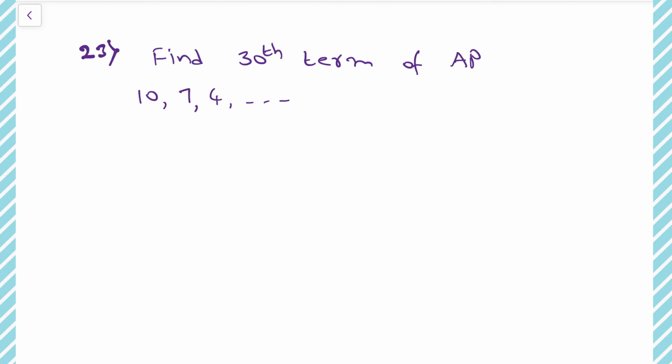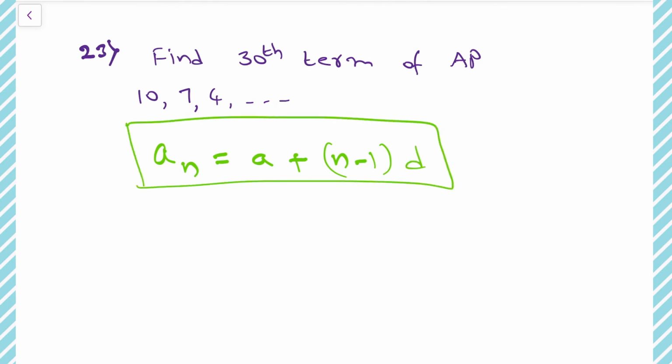Find the 30th term of the AP 10, 7, 4, and so on. To find the nth term, we have one formula for arithmetic progression, that is an is equal to a plus n minus 1 into d. So what are these alphabets in this formula? First of all, a is the first term, n is which term they are asking, and d as usual is the common difference. So let us substitute this now. a means the first term, here the first term is 10, plus n, they are asking about the 30th term, so 30 minus 1 into, then the common difference.